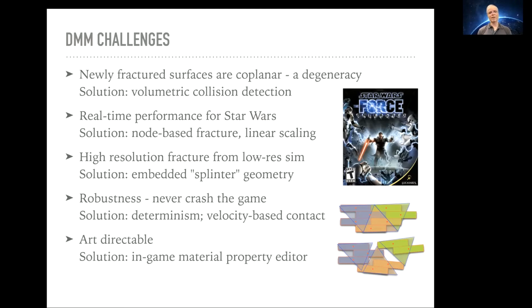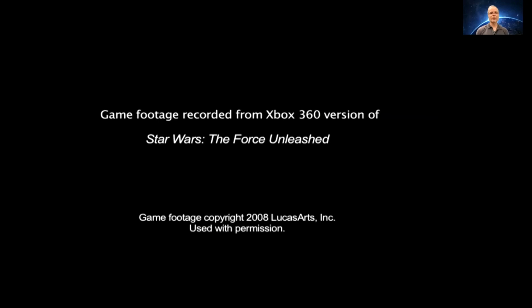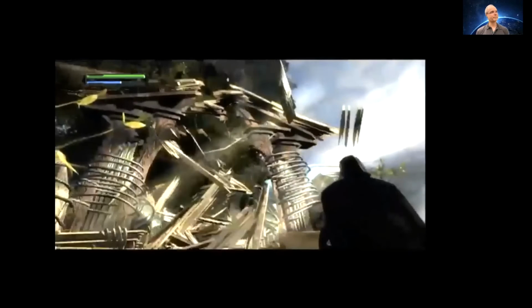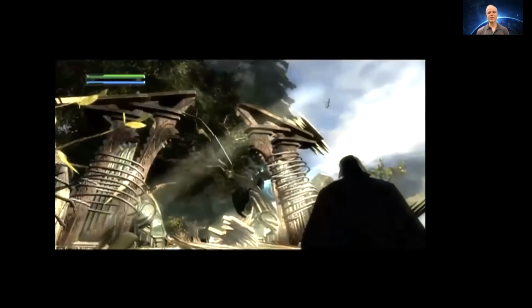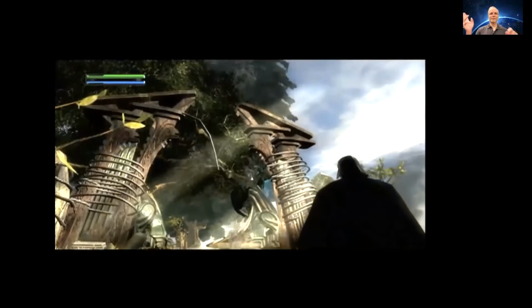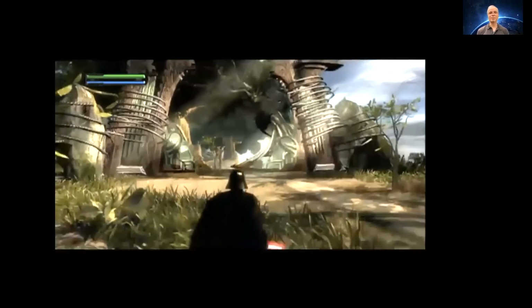And then it had to be art directable. You had to have all these artists creating this stuff who didn't know anything about finite element simulation. So here's some footage from the Xbox 360 version. Here you can see the splinters. In that case, it was wood, so it has splinters.